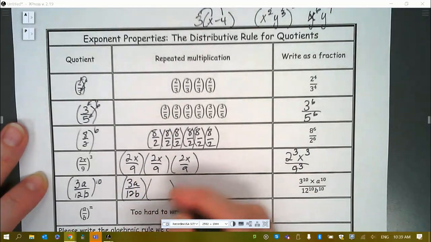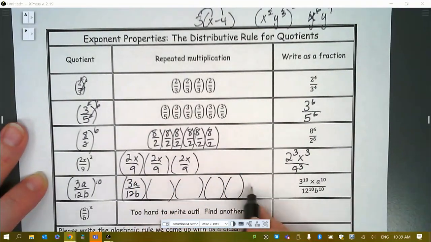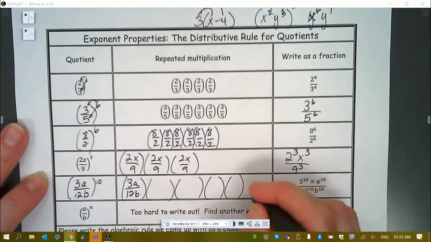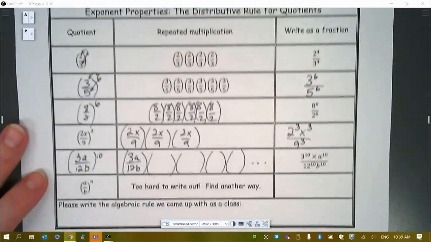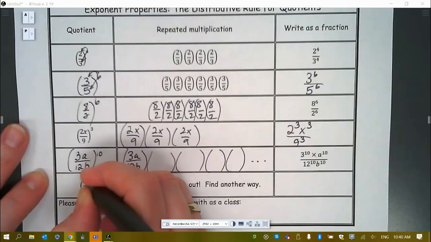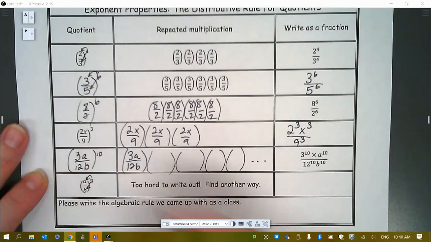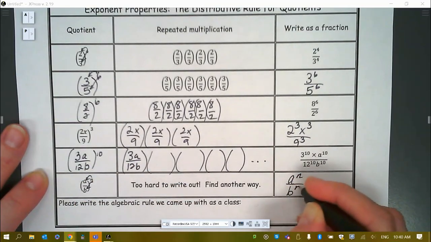I don't necessarily want to do that, but I can, right? I could try to write it out 10 times. I only can really fit 6 here, and I would do a couple more, dot, dot, dot, right? So 3A over 12B written 10 times. So again, when we just have variables, we don't know what the number is here, but we can think about that as being a distribution, right? So a to the n over b to the n power.